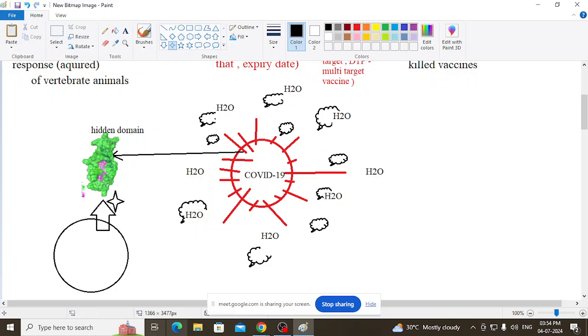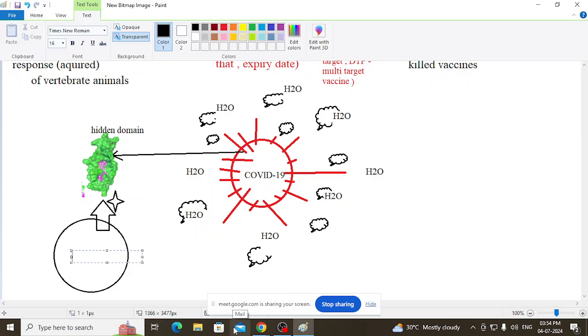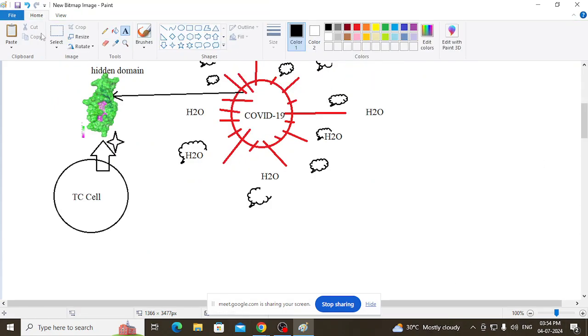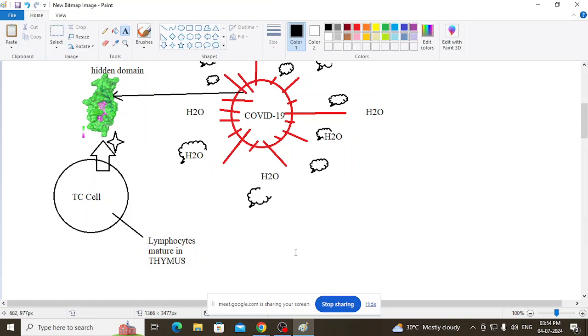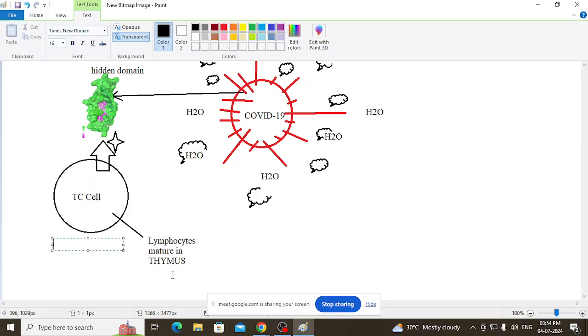Consider that this is a cytotoxic T lymphocyte, or shall I say TC cell. So what is a TC cell? We have already spoken about it. TC cells are nothing but lymphocytes that mature in the thymus gland. Okay, they mature in the thymus, and what is their role? Their main role is to help in cell mediated immune response.